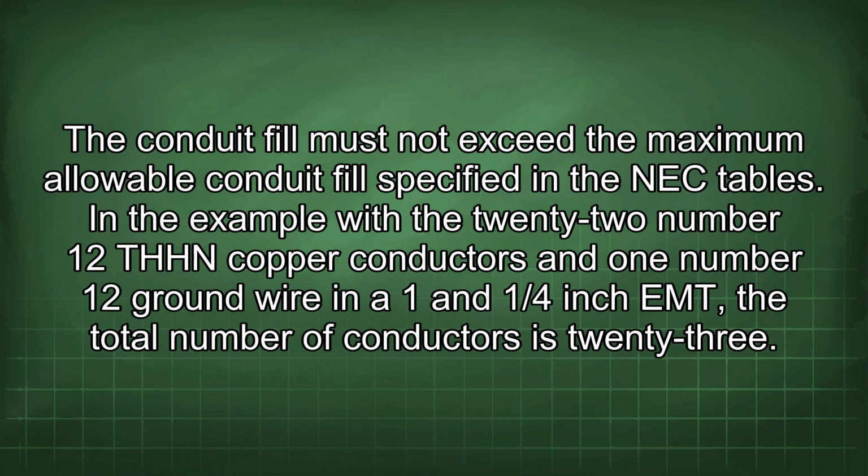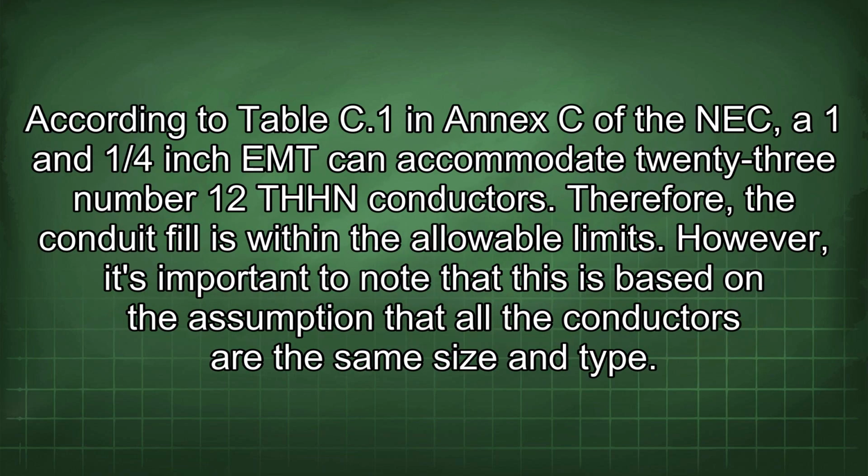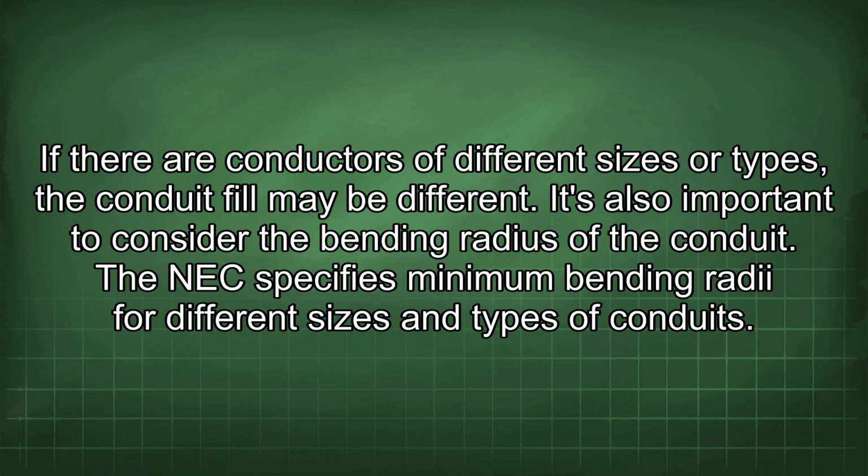In the example with the 22 number 12 THHN copper conductors and 1 number 12 ground wire in a 1-1/4-inch EMT, the total number of conductors is 23. According to Table C1 in Annex C of the NEC, a 1-1/4-inch EMT can accommodate 23 number 12 THHN conductors. Therefore, the conduit fill is within the allowable limits. However, it's important to note that this is based on the assumption that all the conductors are the same size and type. If there are conductors of different sizes or types, the conduit fill may be different.